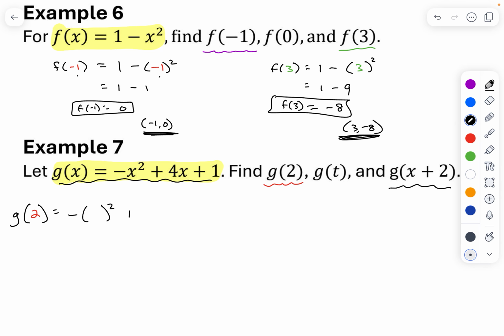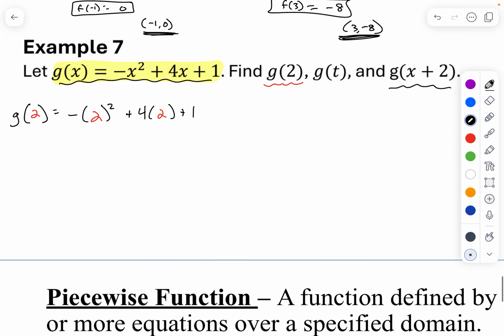The negative and positive 4x are going to cancel. Our negative 4 plus 9 leaves us with negative x squared plus 5. So g of x plus 2 is equal to negative x squared plus 5. All right, so again, that's our evaluation of functions within that function notation.